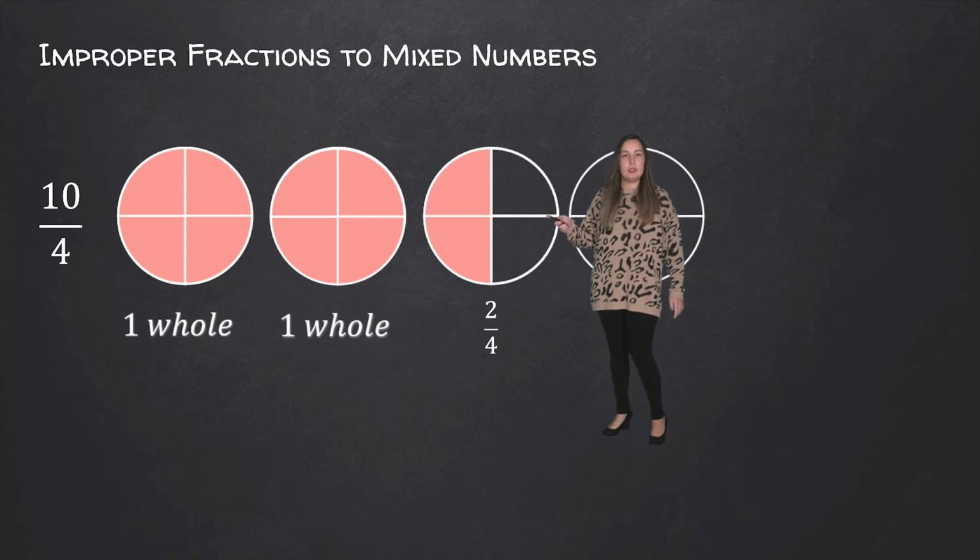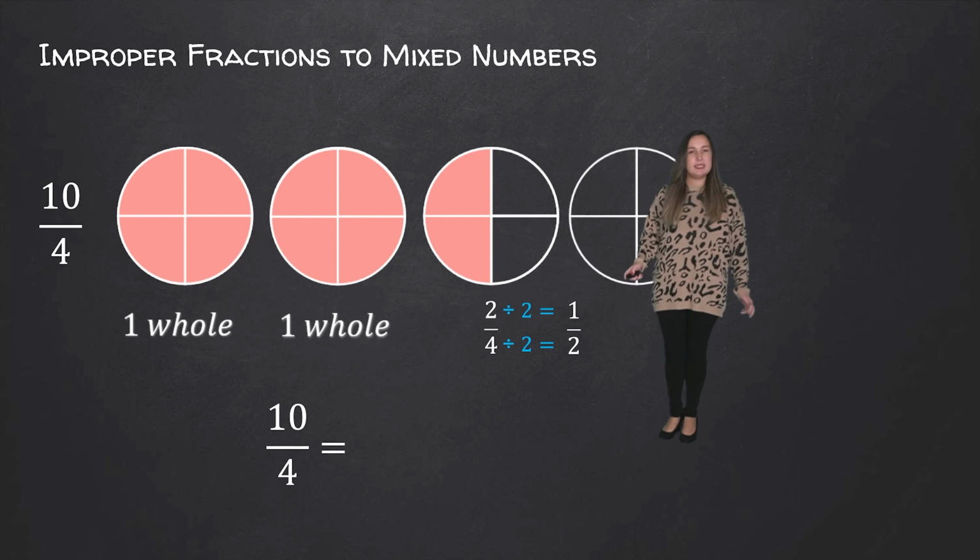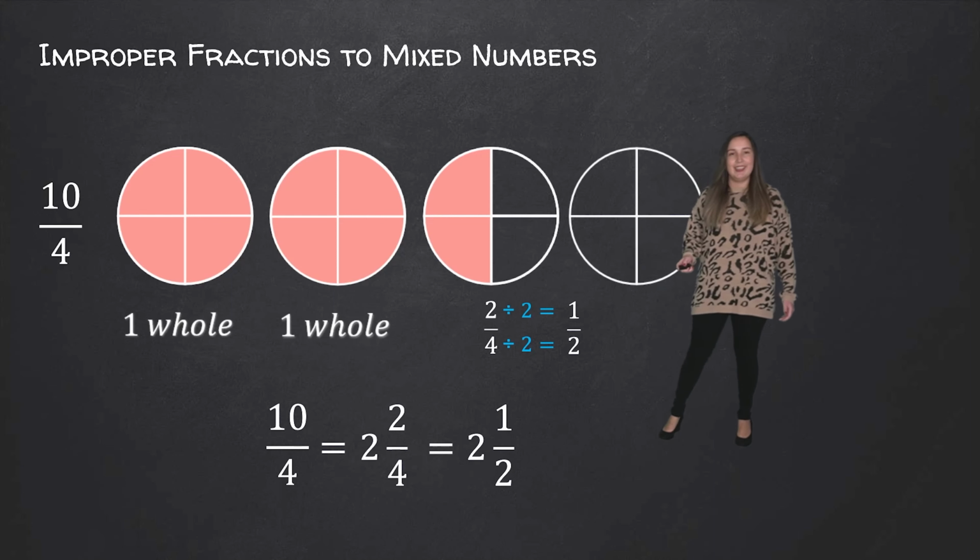This circle looks a lot like the circle we previously had that was 1 out of 2, because if we divide the numerator and the denominator by 2, we could simplify 2/4 to 1 over 2. So that means that 10 over 4 is equivalent to 2 and 2/4, which is also equivalent to 2 and a half. So when you can simplify your fraction, please make sure that you do so. And that's it.